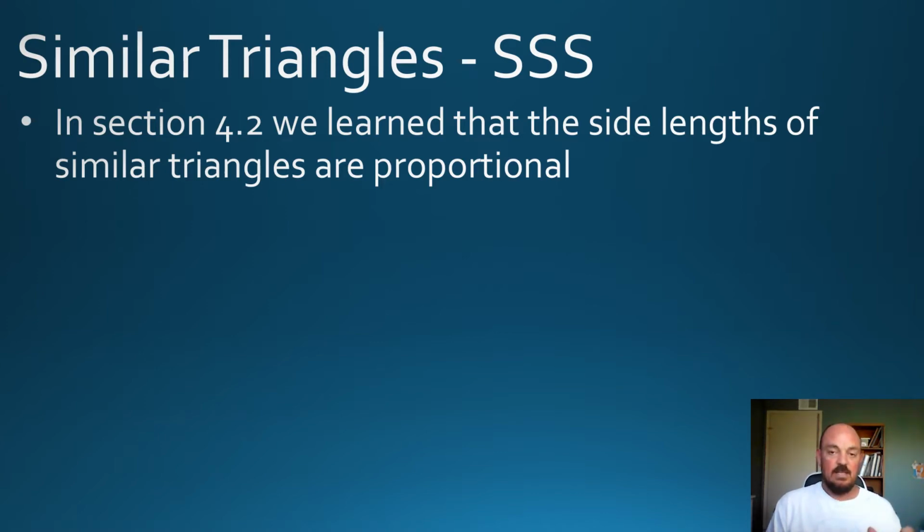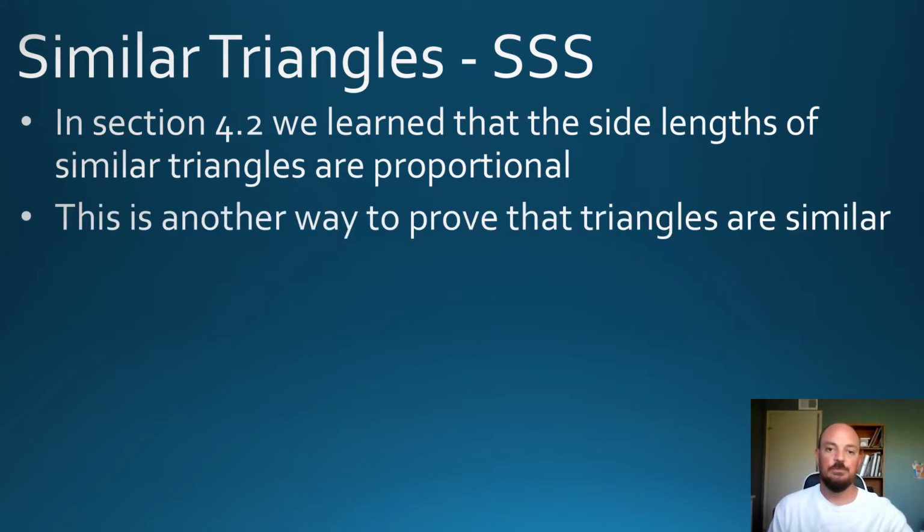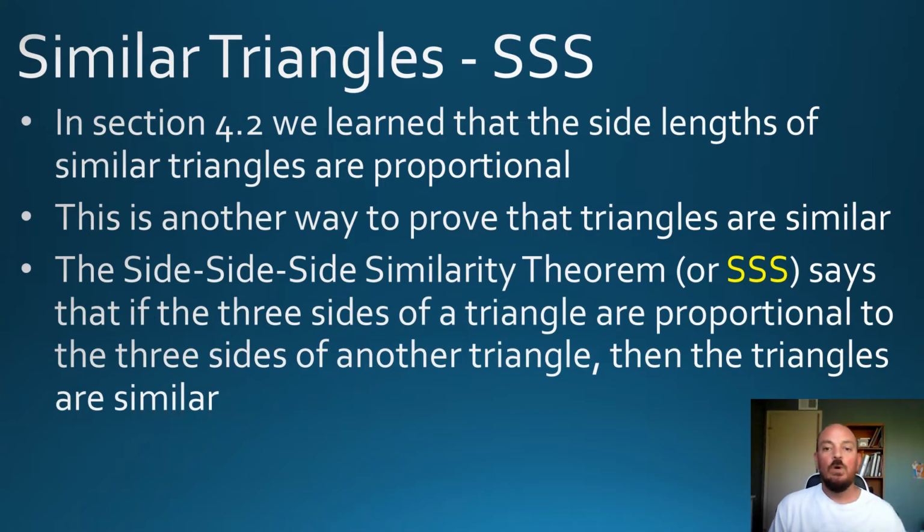As you know, SSS stands for side, side, side, same as it did when we talked about congruent triangles. And what we learned earlier this module is that side lengths of similar triangles are proportional. So they're not congruent, they're proportional. So when we say SSS for similarity, it still means side, side, side, but it doesn't mean three sides are congruent to three sides. It means three sides are proportional to three sides.